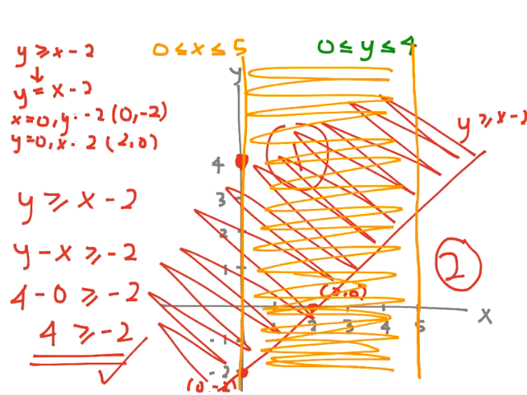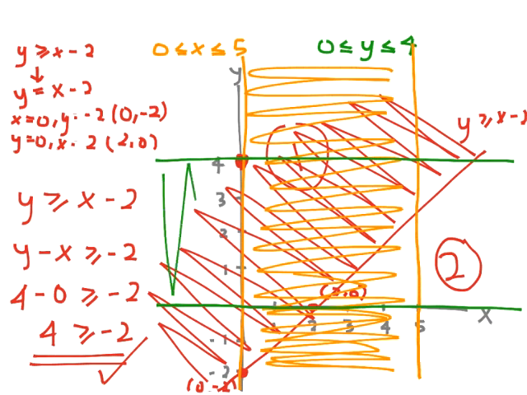Okay, so we're done with the second inequality. Then we go with the third inequality, which is 0 less than or equal to y less than or equal to 4. So again, y equals 0 is on the x-axis, which is here, and y equals 4 will be here. And then the shaded area that will be fulfilling 0 less than or equal to y less than or equal to 4 is this area.